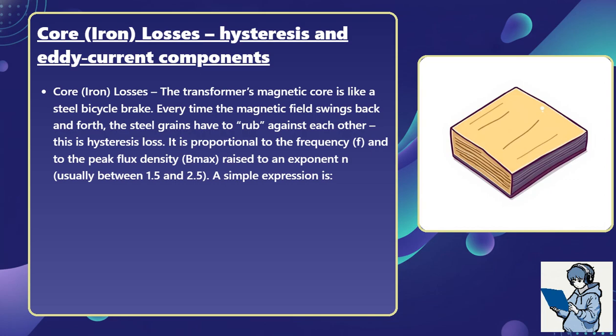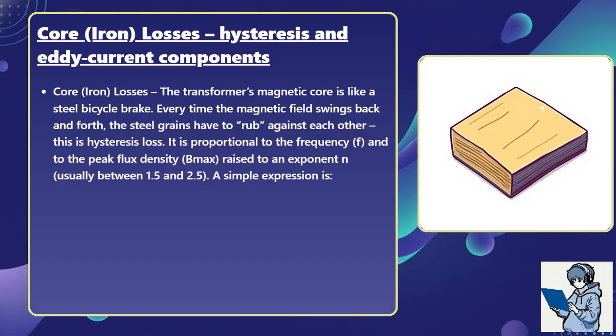Core iron losses. The transformer's magnetic core is like a steel bicycle brake. Every time the magnetic field swings back and forth, the steel grains have to rub against each other. This is hysteresis loss. It is proportional to the frequency f and to the peak flux density B max raised to an exponent n, usually between 1.5 and 2.5.